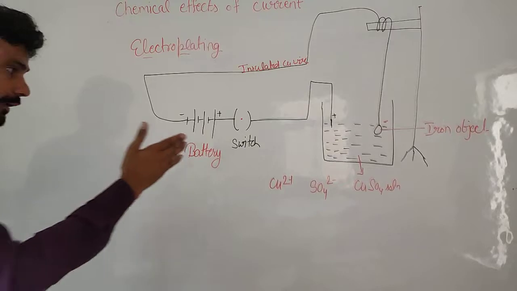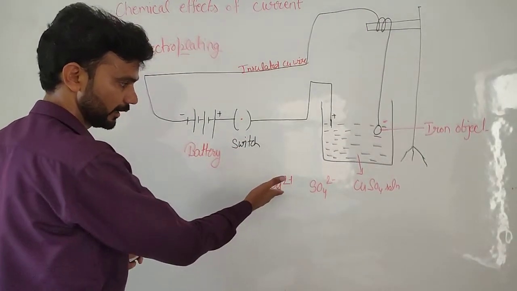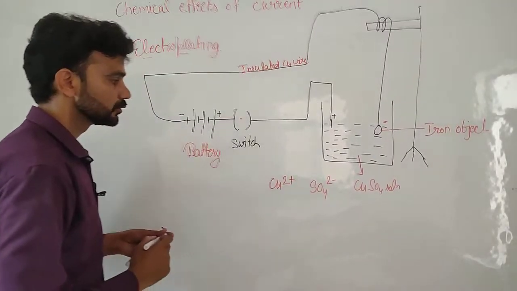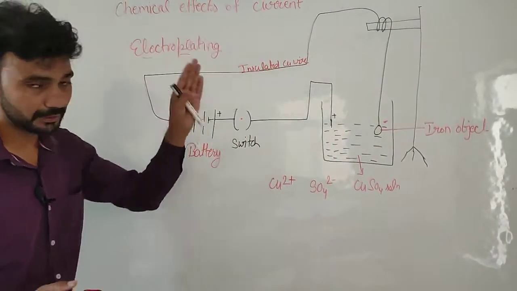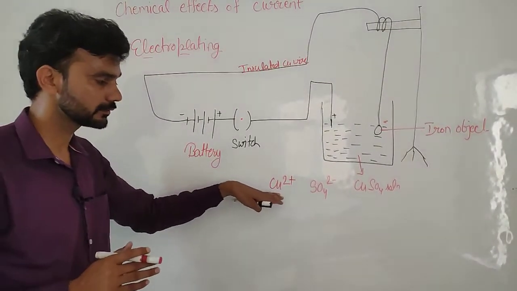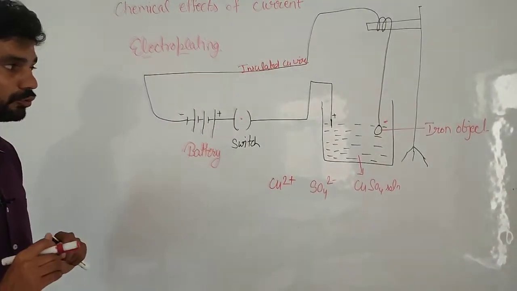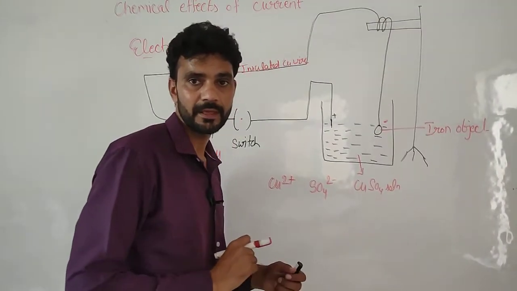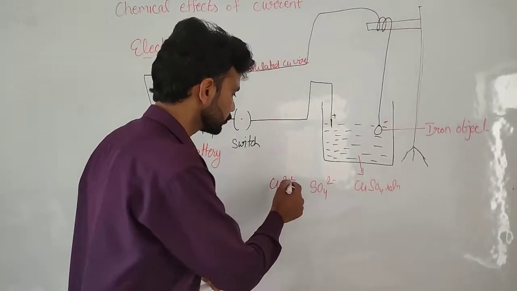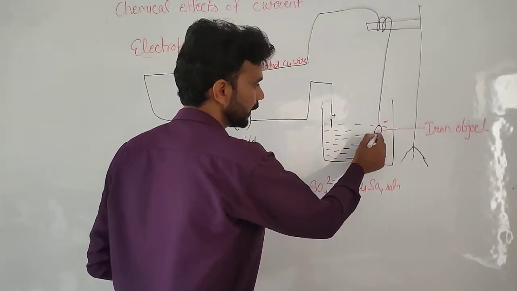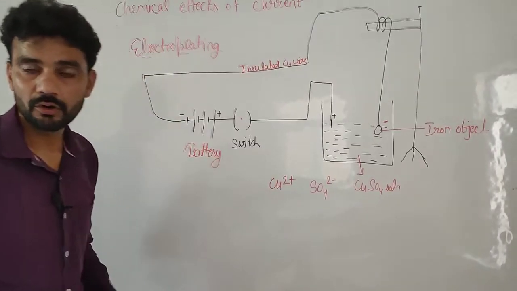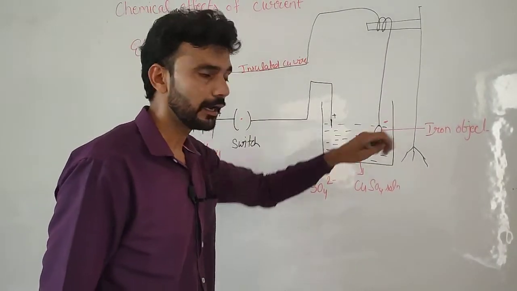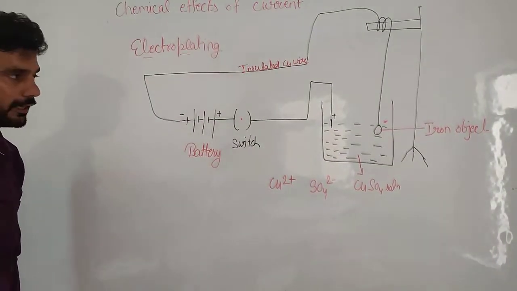The ions which are negative are known as anions, and the ions which are positive are known as cations. Only when current passes will it break into ions, Cu2 positive and SO4 2 negative. We know that opposite charges attract each other and similar charges repel each other. So the Cu2 positive ions will be attracted by the negative terminal, move towards the iron object and stick on it.